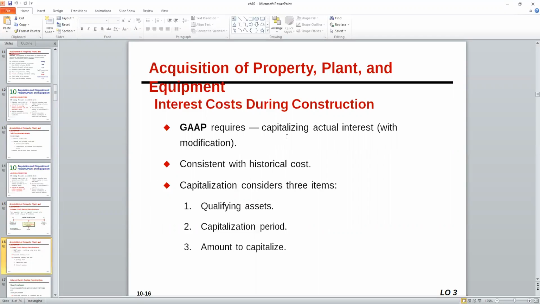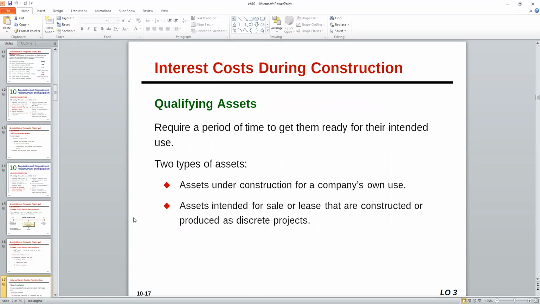GAAP requires capitalizing actual interest with modification. So it's consistent with historical cost. It considers three items: qualifying assets, capitalization period, and amount to be capitalized. The qualifying assets require a period of time to get them ready for their intended use. There are two types of assets: assets under construction for the company's own use, and assets intended for sale or lease that are constructed or produced as discrete projects.